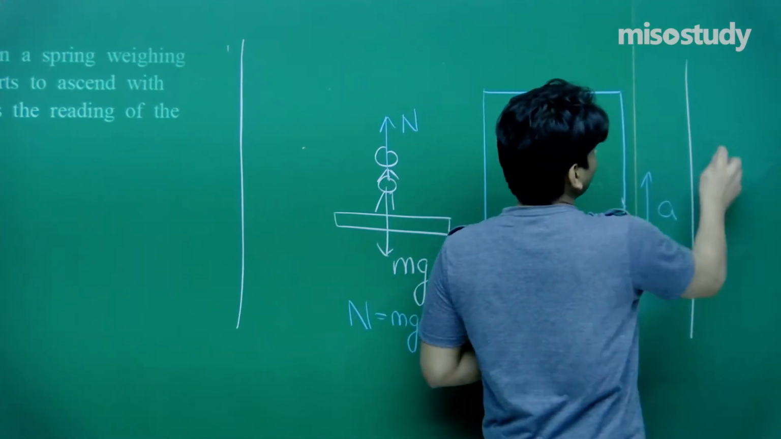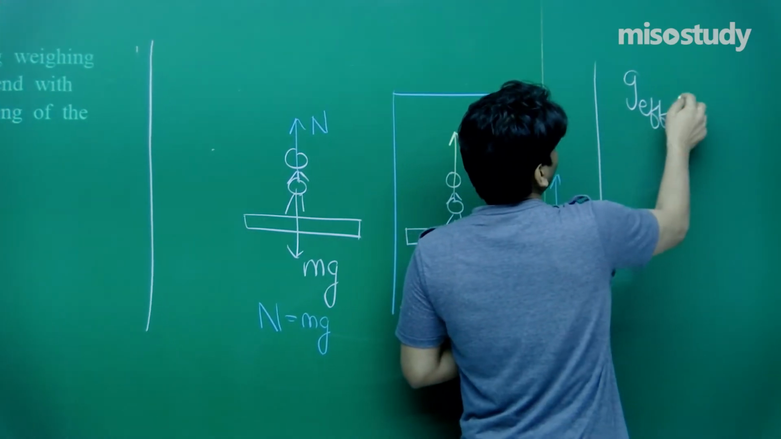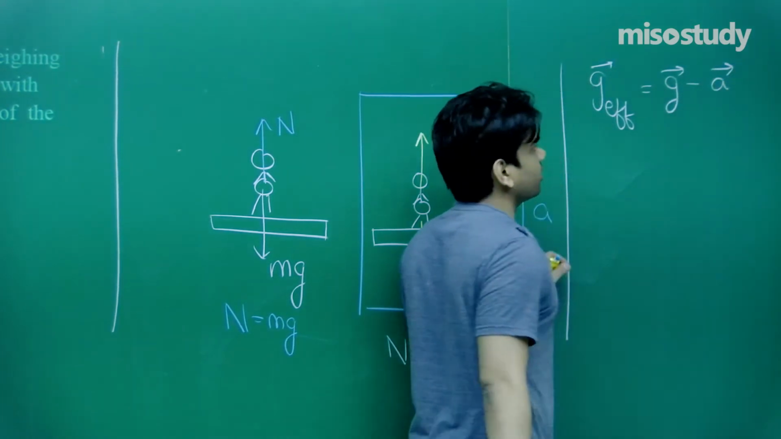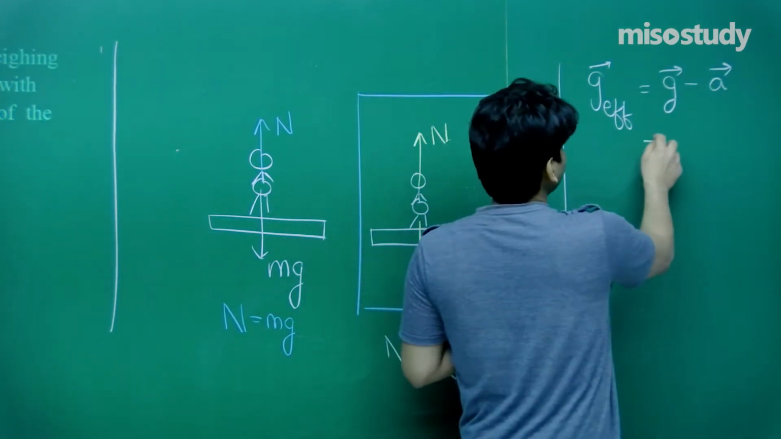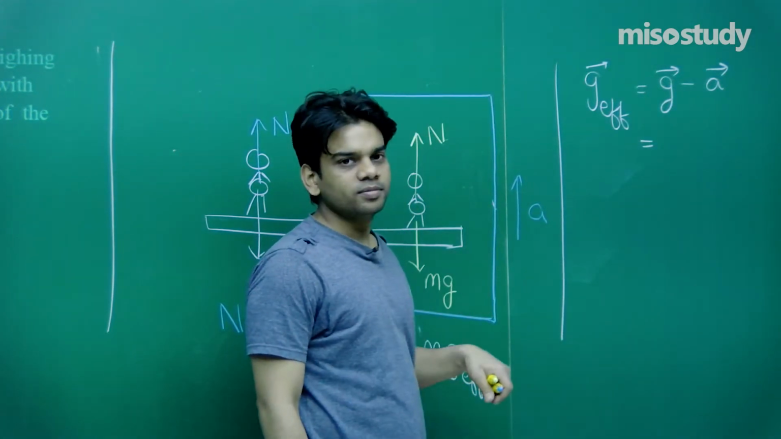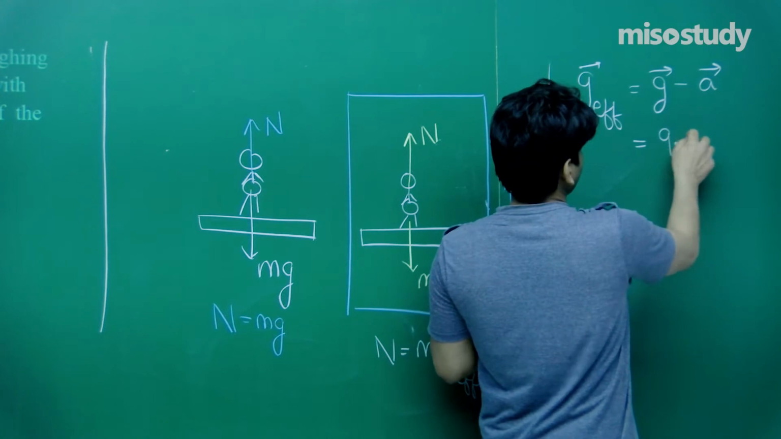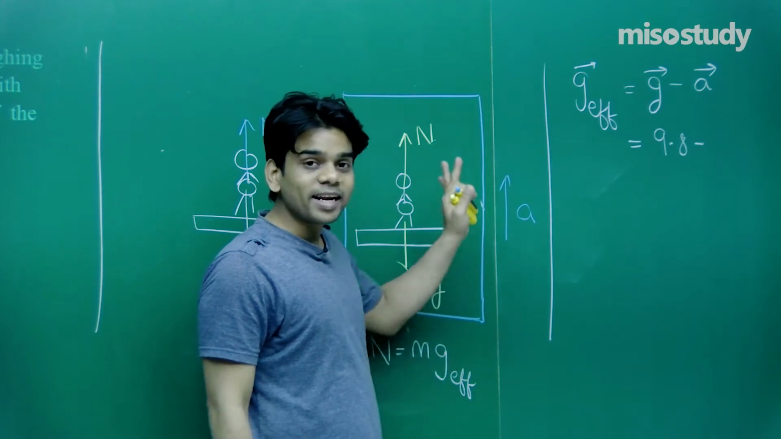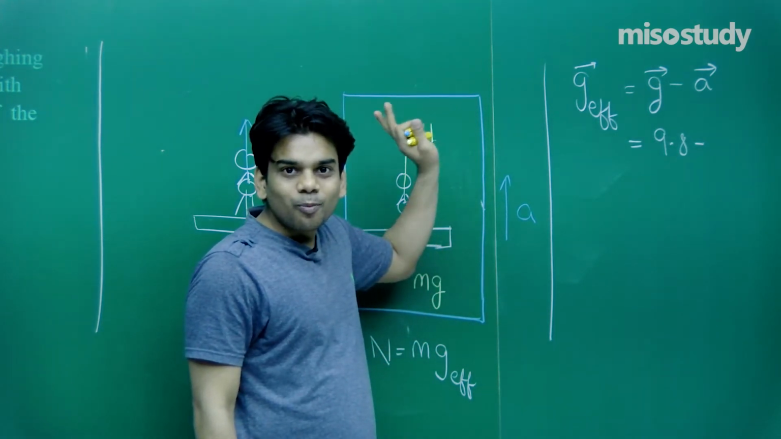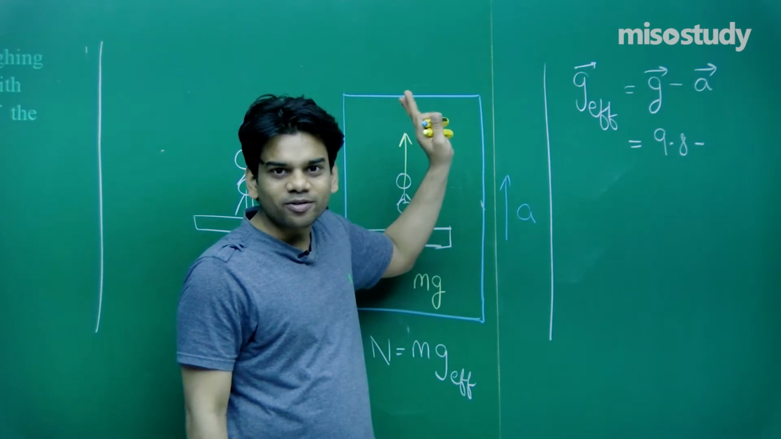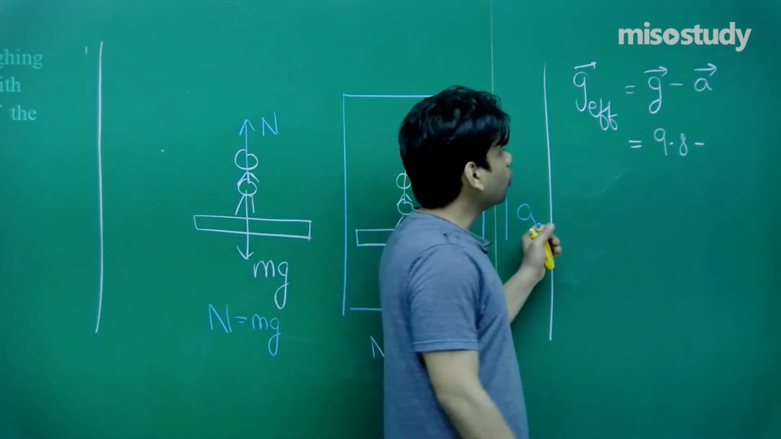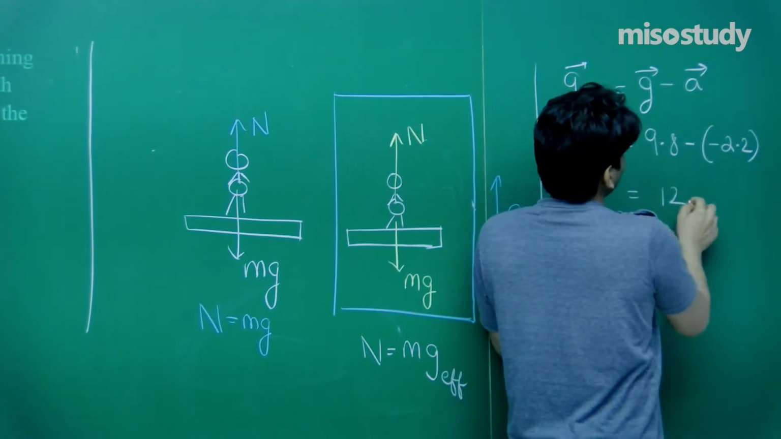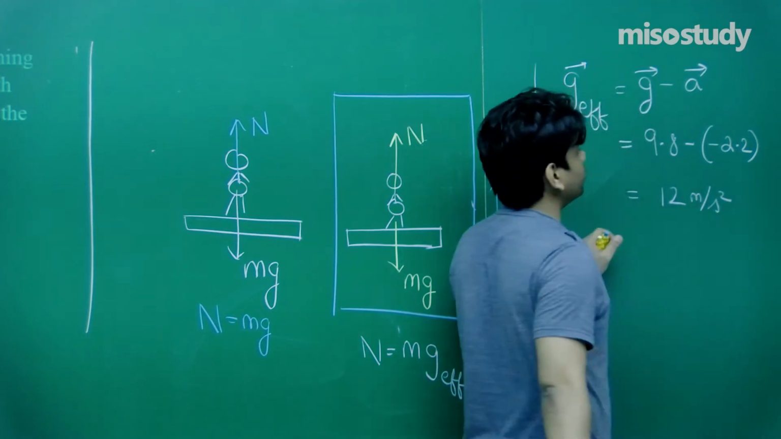That will turn out to be the formula I have already told you all: G effective is vector G minus vector A. Now, vector G, the acceleration due to gravity, acts downward, so that will be 9.8, minus the acceleration of the lift. It's moving upward with an acceleration of 2.2. Upward direction automatically becomes negative because we have taken downward as positive. So this is written as 9.8 minus (minus 2.2), which comes out to be 12 meter per square second. This is the effective value of G.